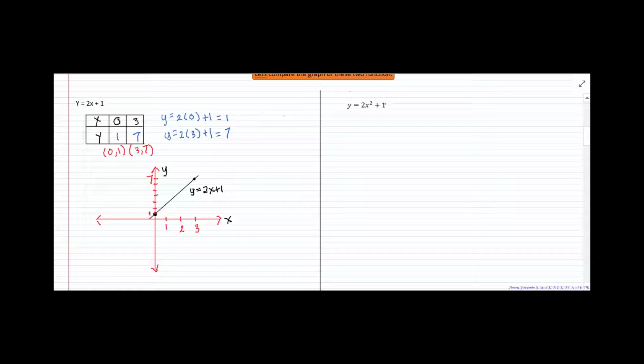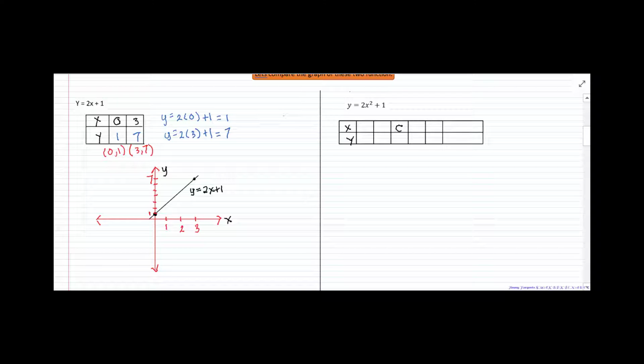y equals 2x squared plus 1. We have to draw it, so we create the table first. For this one, because it's quadratic, not linear, we have to do a lot of sets of x and y in the table. So I make 1, 2, 3, 4, 5 sets of numbers.